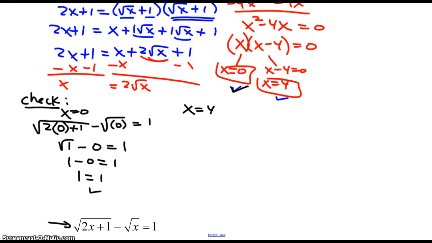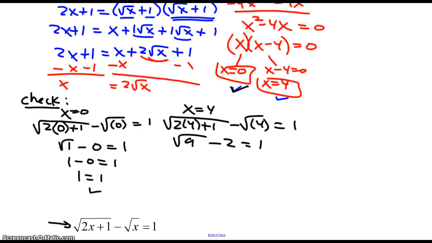Let's check x equals 4. Okay, checking that. 2 times 4 plus 1 minus the square root of 4, substituting 4 in for that x as well. And so I've got square root of 9 minus square root of 4 is 2. And that's 3 minus 2 equals 1. So that one also works. So both of those solutions are actual solutions. Very good. Okay, a lot of work, right? But if you're precise and you're careful, you should be able to get the correct answers.